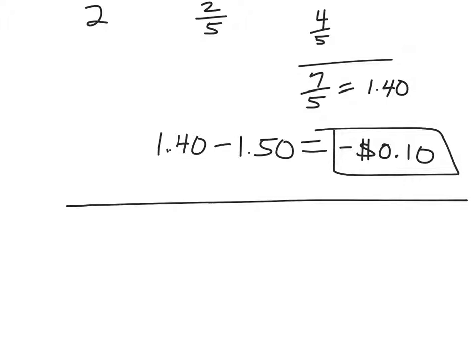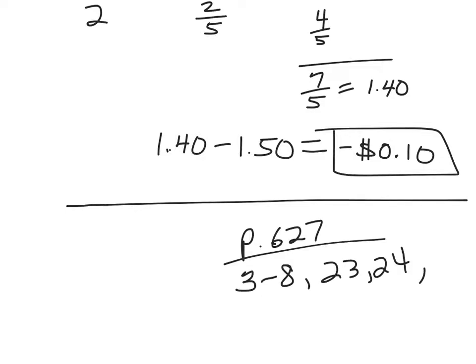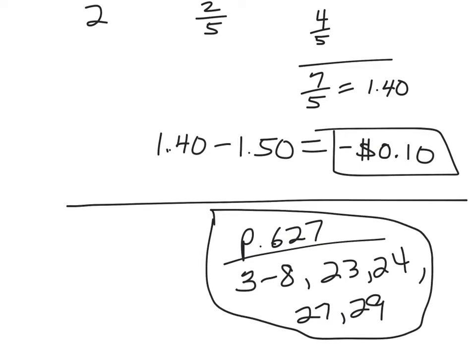So you want to make sure you can do all of the review page, the problems we've done and the problems that we haven't. All of the answers are on there so that you can check yourself. And then from your text, page 627, that's where you'll find the chapter test in your text. Again, the evens and the odds are in the back, so make sure you check these. 3 through 8, 23 and 24 are good, 27 and 29 are good. And that ought to put you in pretty good shape there as well. Okay.